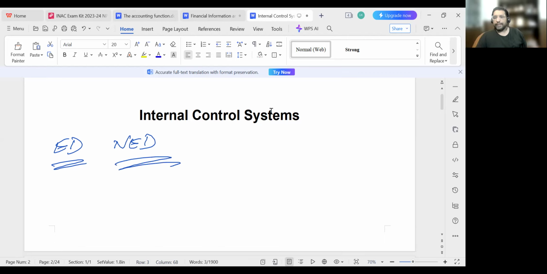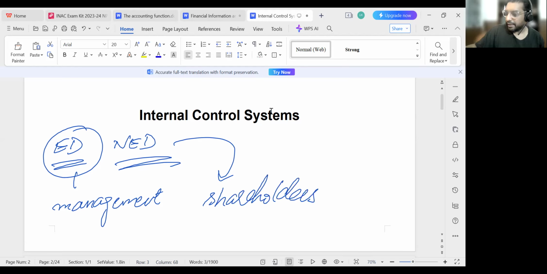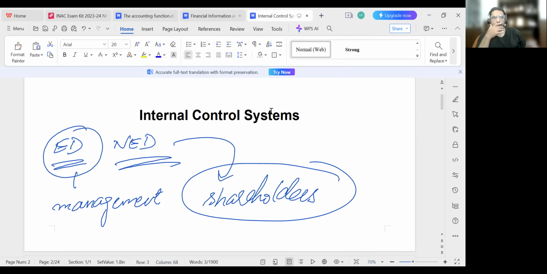On the other hand, non-executive directors are the ones who have nothing to do with the day-to-day operations of the company, and they are just sitting on the board reviewing the performance of executive directors. Okay. So executive directors are basically from management, and non-executive directors are representing your shareholders. They are keeping an eye on the performance of executive directors.